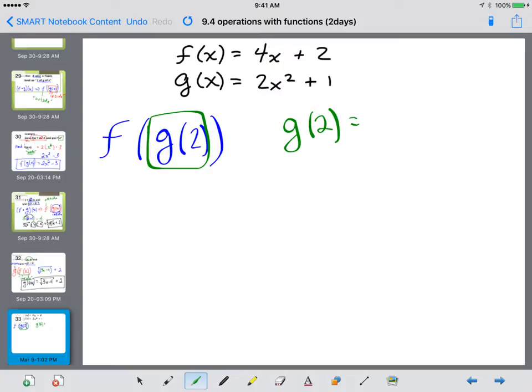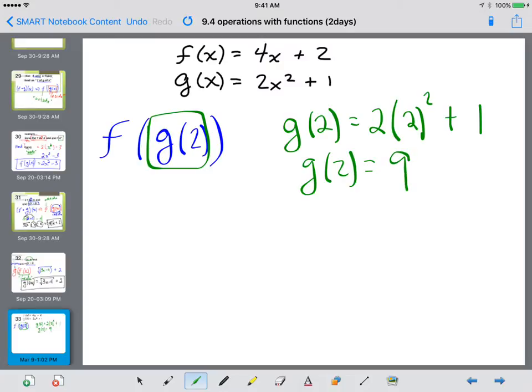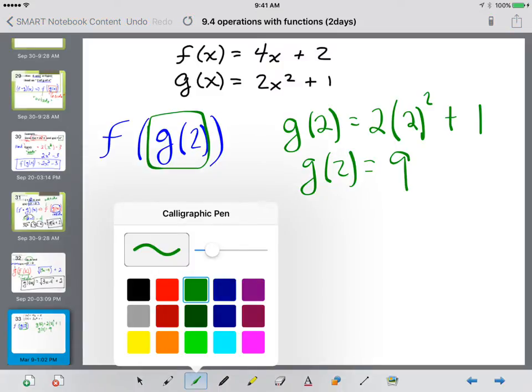Well, we've done this before. G of 2, that means I just plug the 2 in for x. So we have 2 times 2 squared plus 1. Okay, well, g of 2 is going to equal 2 squared is 4. 4 times 2 is 8. 8 plus 1 is 9.